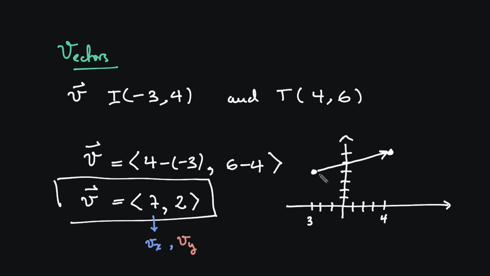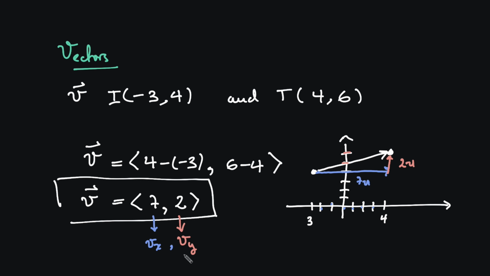If you notice, from this initial point horizontally, we need to move 7 units to the right. 1 unit, 2 units, 3, 4, 5, 6, and 7 units. Okay? That is our horizontal component. And to reach our terminal point, we need to go up 2 units. 1 and 2. 2 units. And that's what we got here.